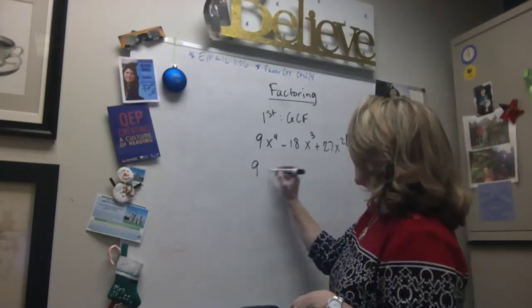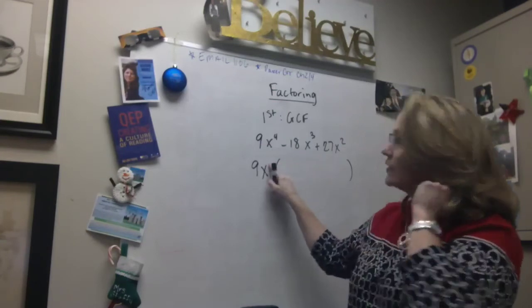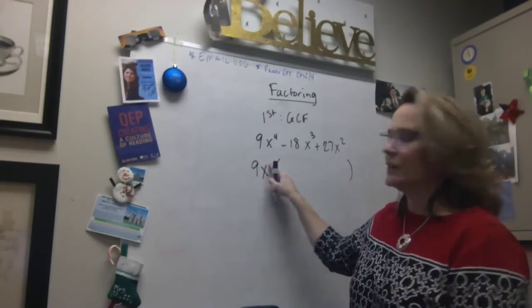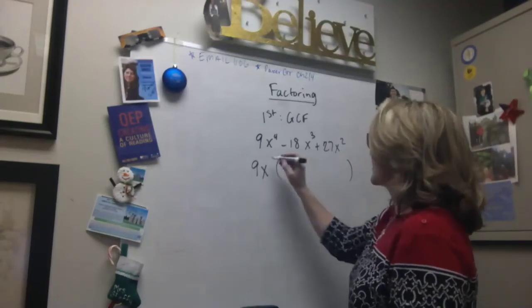So I can pull out a 9, and also I can pull out an x, but here's where we need to figure out how many x's we can pull out. In this example, I'm going to pull out x squared.